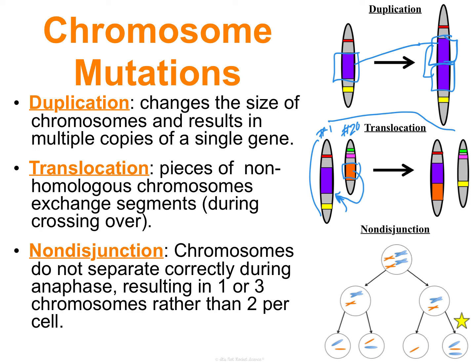Non-disjunction, that's when chromosomes do not separate correctly during anaphase, and that results in 1 or even 3 chromosomes rather than 2 per cell. So here in my non-disjunction example, this is my duplicated DNA cell, where this one's going to divide in half, half of it's going to go there, the other half is going to go here, and now we have chromosomes that are supposed to split up.